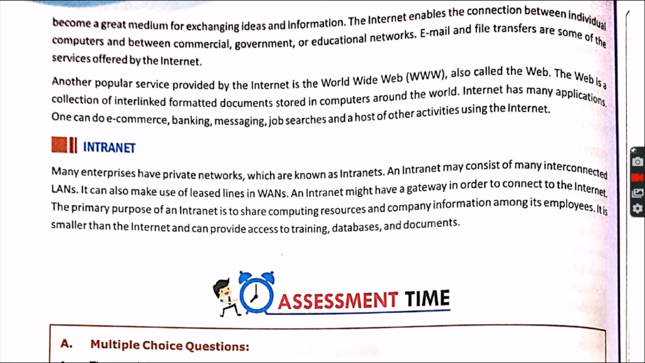See, the web is a collection of interlinked formatted documents stored in computers around the world. So the whole world is getting interconnected only with the help of www. Means all the resources, whatever files you used to see on the internet, text files, graphics files, are all stored in a big place, and that very big place has been named www.